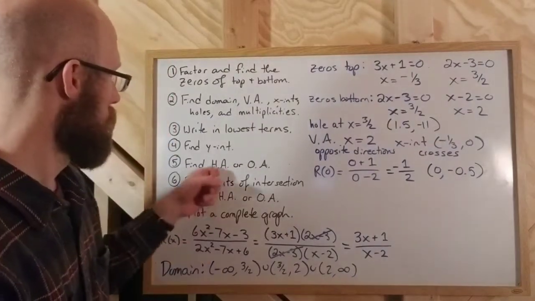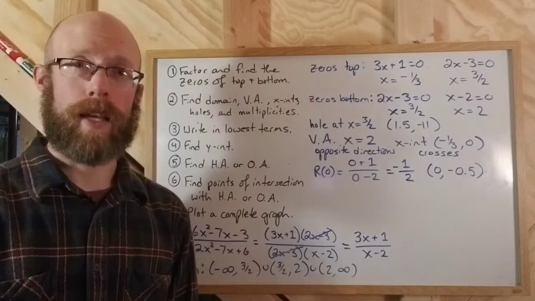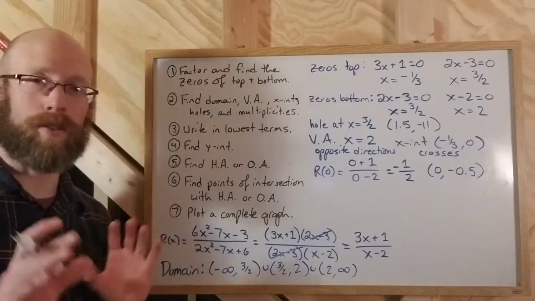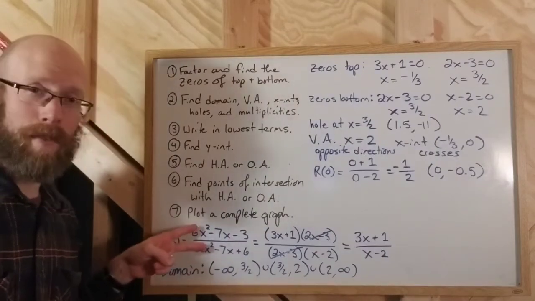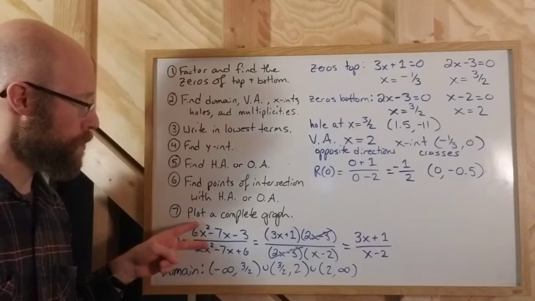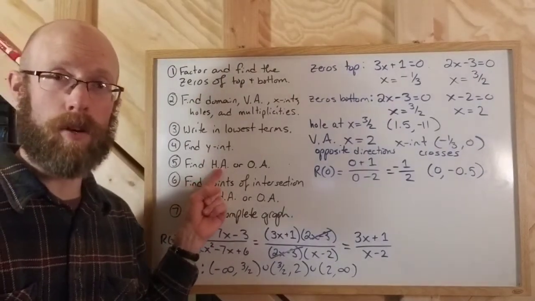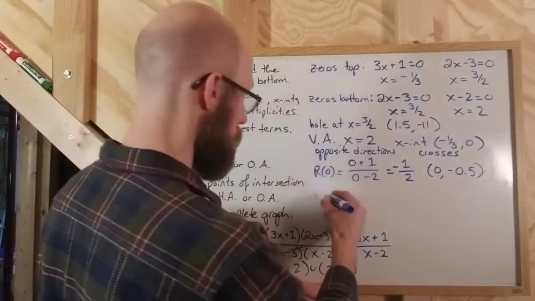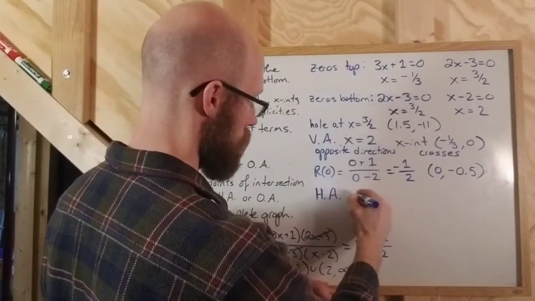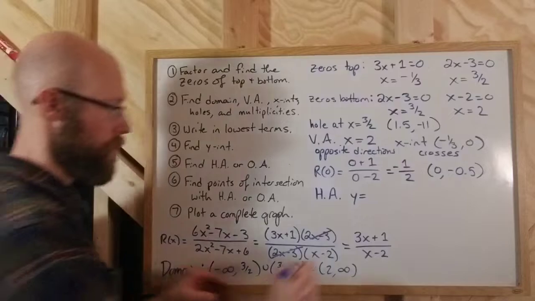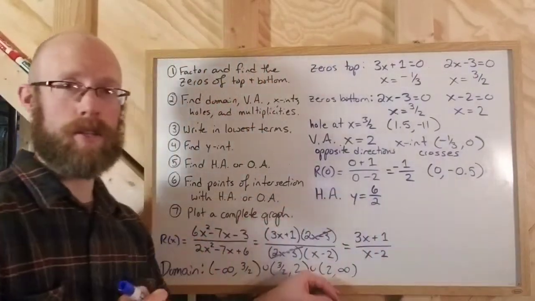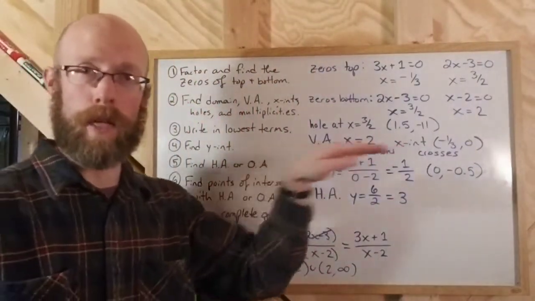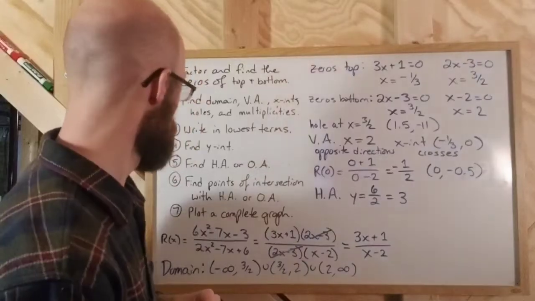Okay. Now I need my horizontal or oblique asymptote. And when I look at the two polynomials, the degrees are the same. I don't know why I said different. They're both 2. And so that implies that we're going to have a horizontal asymptote. And the value of the horizontal asymptote will be the ratio of the leading coefficients. So the horizontal asymptote occurs at y equals the ratio of leading coefficients, which in our case is 6/2, which then reduces down to 3. So our horizontal asymptote will be up at 3 units high.